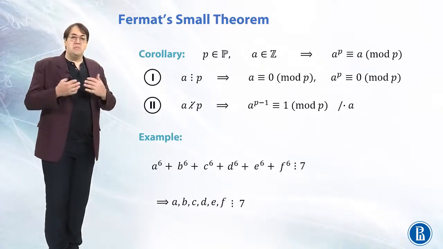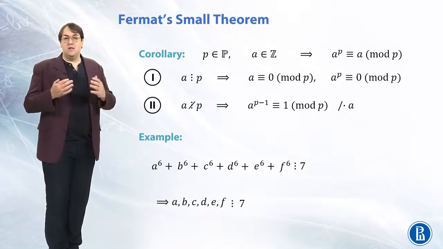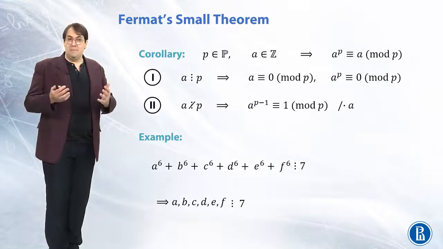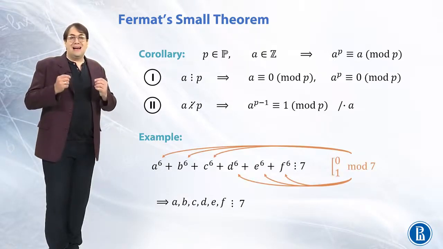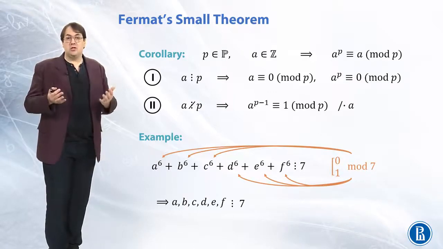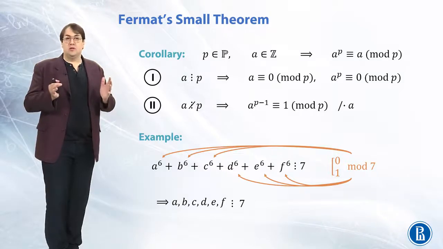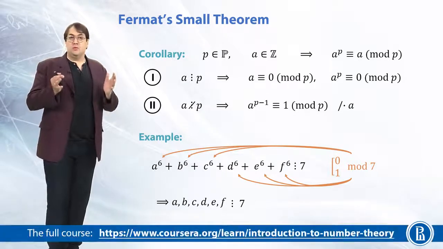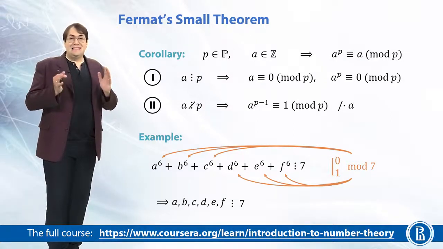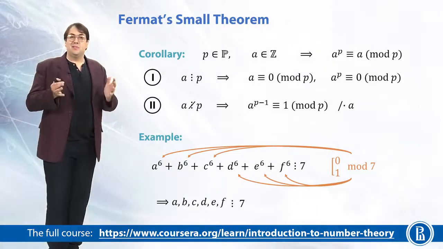a to the power 6, b to the power 6, c to the power 6, and so on, all these 6th powers, are congruent to either 0 or 1 modulo 7. So, in order to have a sum that is congruent to 0, which would mean that it is divisible by 7, we need to have 6 zeros. So all these numbers must be divisible by 7.